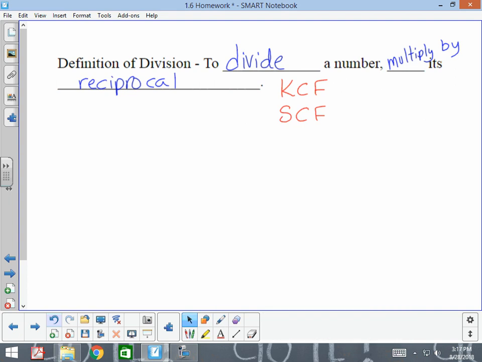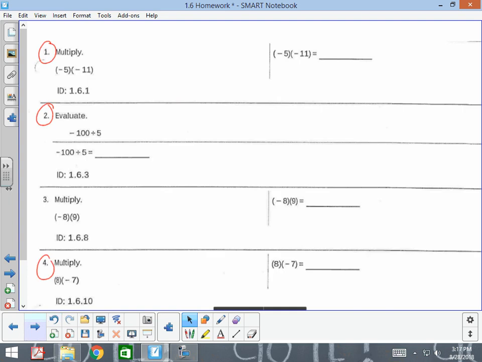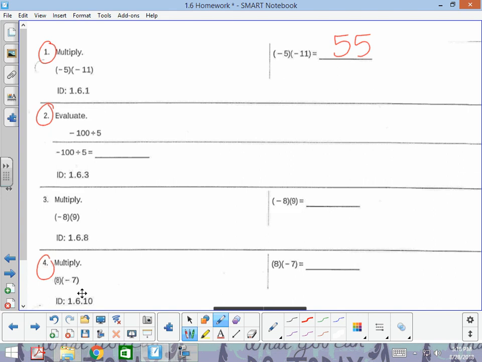Okay, so let's go to our examples. The ones I've circled are the ones we're going to do on the video. The ones that are highlighted, those are the ones I want you to show work on. So number 1 is not highlighted. You can do this one in your head. Negative 5 times negative 11. We're multiplying same signs, so that means our answer is going to be positive. So positive 55. Notice where that blank is. It's way over there on the far right.